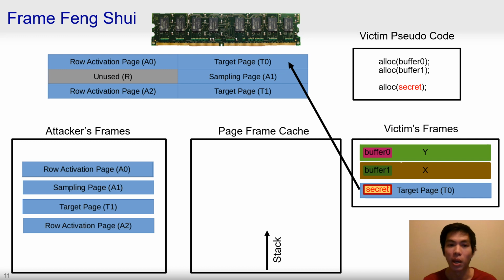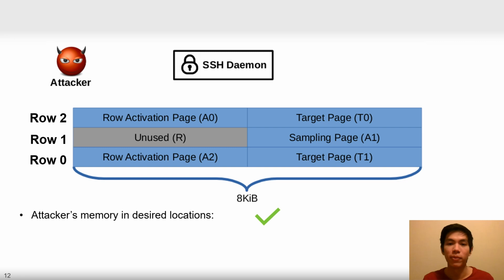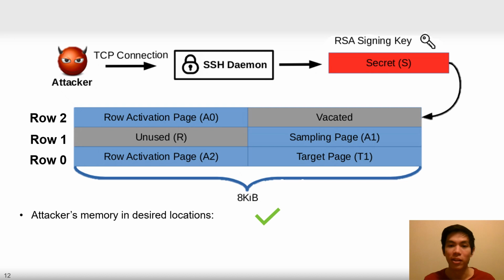An attacker can abuse this frame feng shui technique to land the SSH server's RSA key in the attacker's chosen frame by first performing its deallocations and then synchronizing with the victim by making a TCP connection to the SSH server. This triggers the SSH server to load its signing key into memory so that it can authenticate itself. And when the SSH daemon requests a 4K allocation to place its RSA signing key, the page frame cache will pop the chosen frame, target page 0. And so now the secret is placed where the attacker wants it.